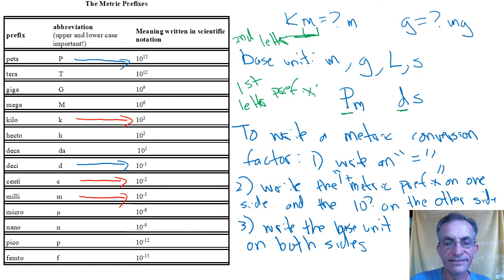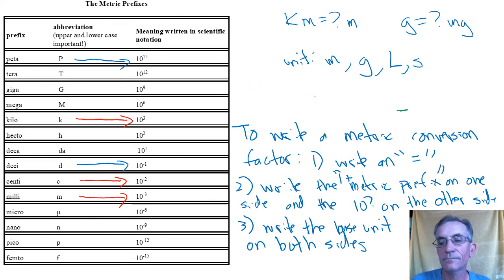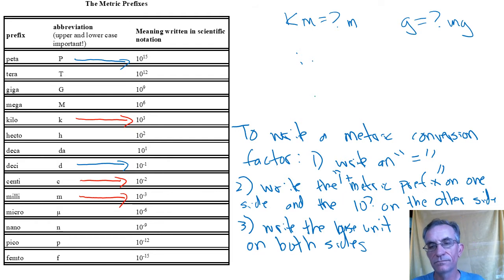I'm going to erase a little bit because I want to fit it all on this slide. So let me erase this bit of information about what a base unit is, and we'll do some examples here. Let's say I wanted you to go from kilometers to meters. You're going to have to come up with a conversion factor to do that. The way you come up with your conversion factor is, first off, you write equals.